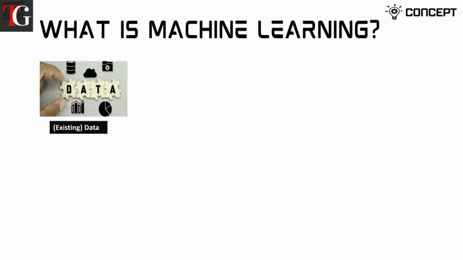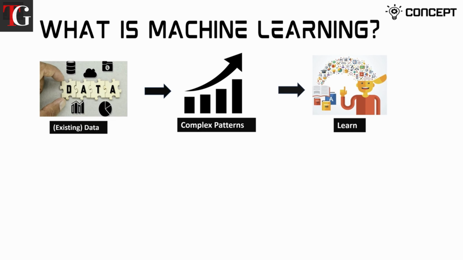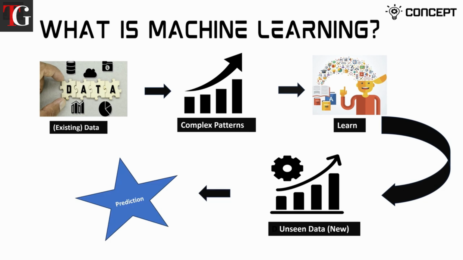So let's conclude what we understand about machine learning. Machine learning tries to learn the complex patterns from the existing or the given data, learns those patterns, and utilizes this knowledge to predict on the unseen data.